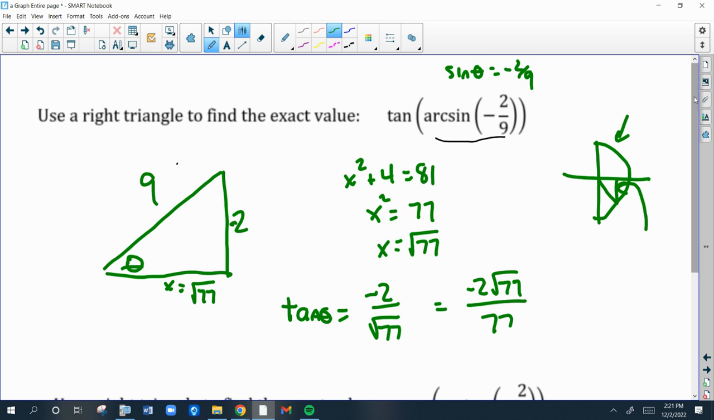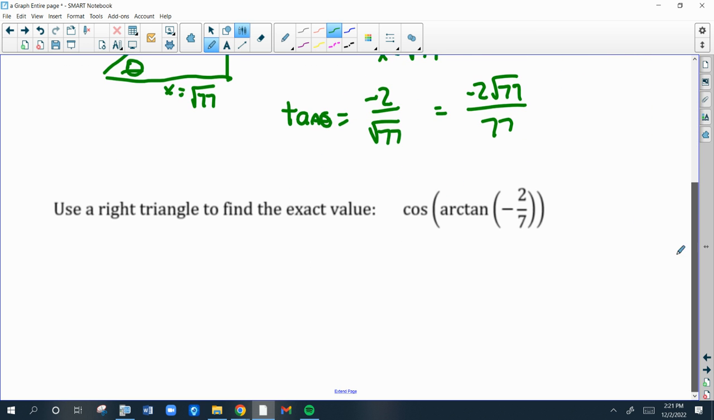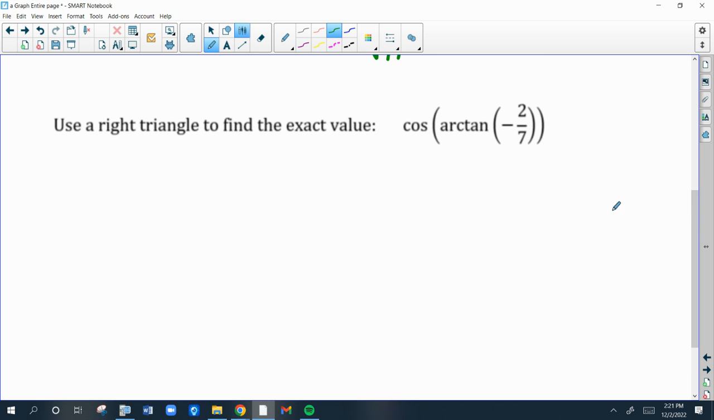So let's look at one more. Use a right triangle to find the exact value of the cosine of the arctan of -2/7. So arctan, like arcsine, we're only on this half of the circle. So when we do arctan equals -2/7, you know it has to be down here because it's negative.